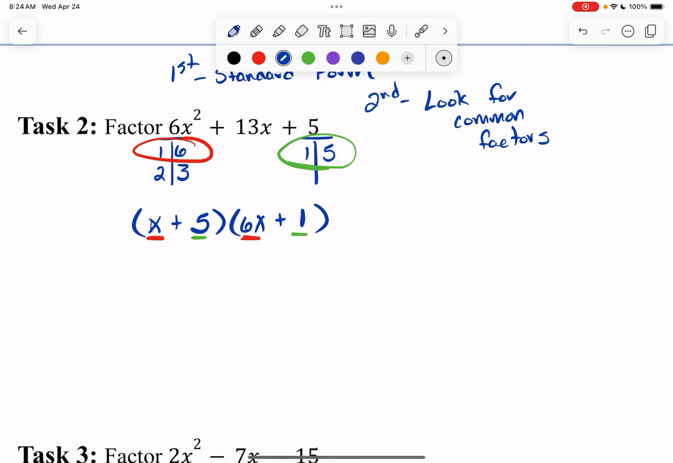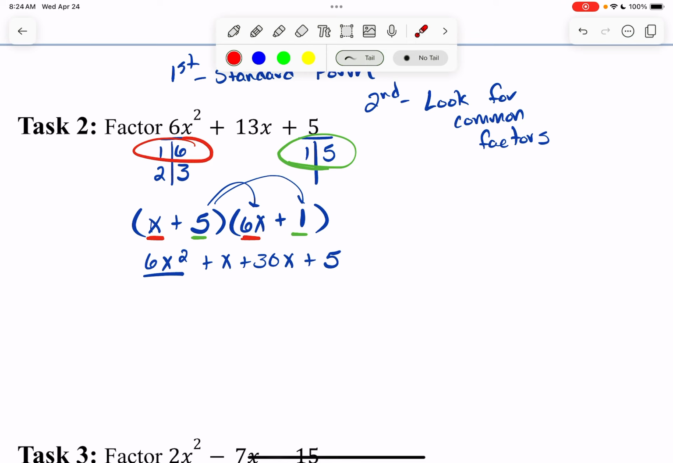So we would have 6x to the second plus x plus 30x plus 6. Sorry, plus 5. 5 times 1 is 5. Okay, so my 6x to the second worked. That gave me that first term. My 5 worked. Now we need to look at the middle term.